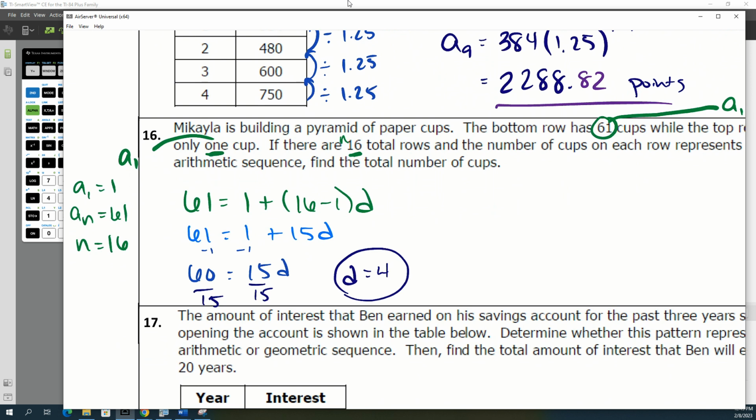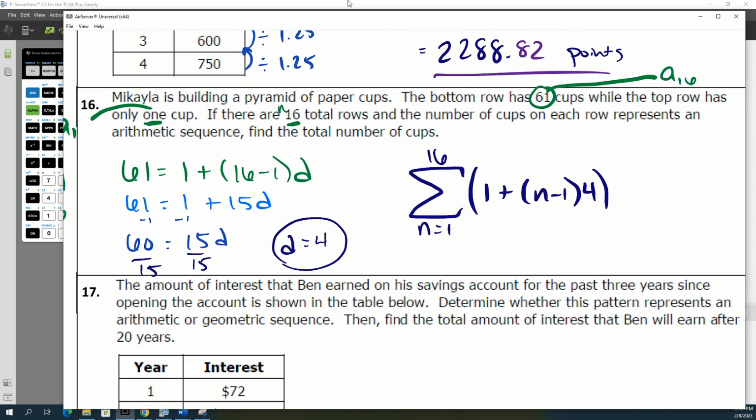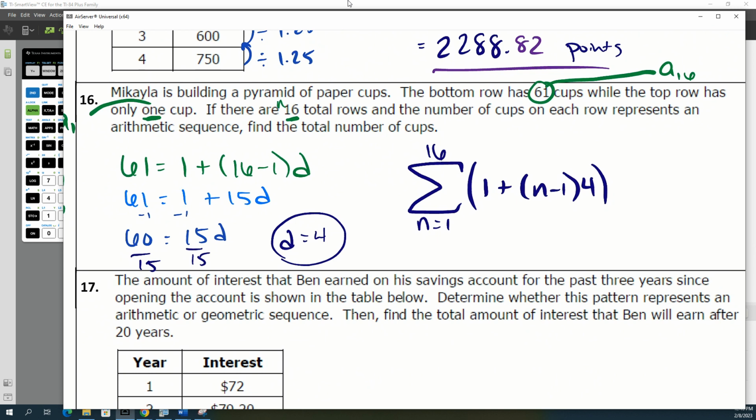All right, and then I want the total number of cups. So when you want a total number, you want to do a summation. So we're going to do the summation from n equals 1 to 16 of this formula. And that's going to be 496 cups. So if you're planning on doing a cup pyramid, you might want to know how many cups you need before you start. It's a real life application here.